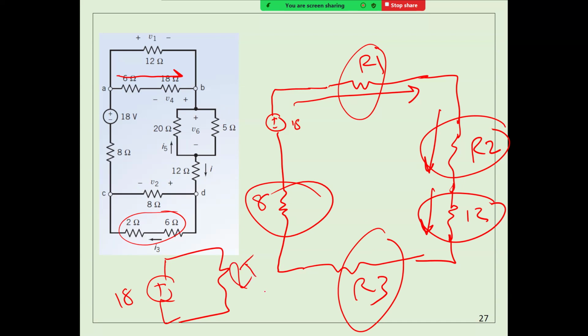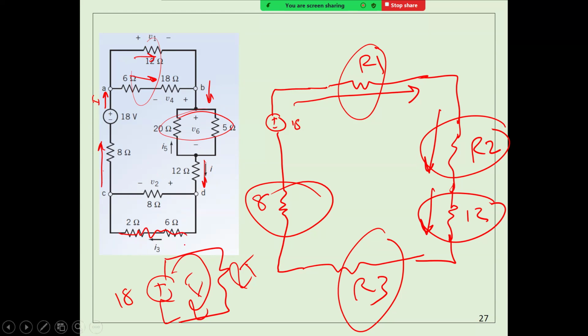Once I get the total resistance, then I can calculate the total current. Once you know the total current here, the current here is the same current here. It's the same current here, okay? So I can easily calculate this one and this one because you know current divider. Same thing here, I can use current divider to calculate this one. Same thing, I can use current divider here because this one can be only one resistor.